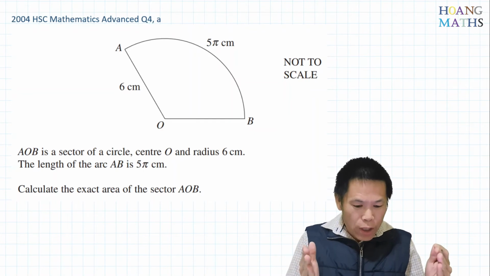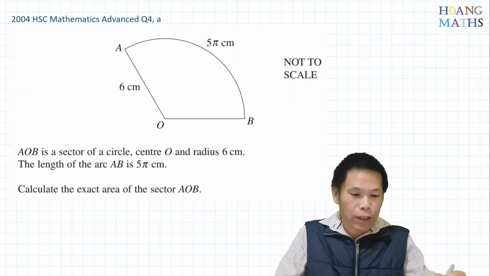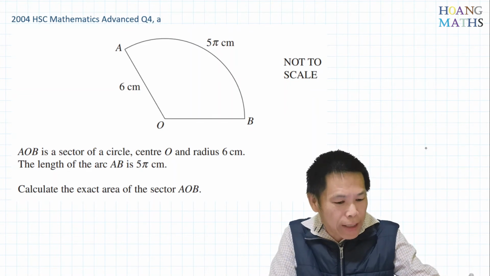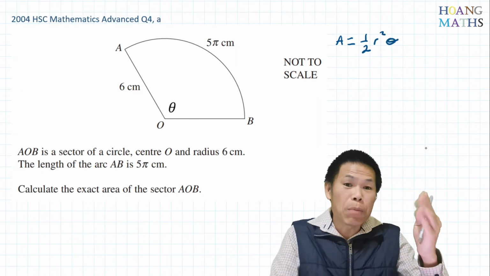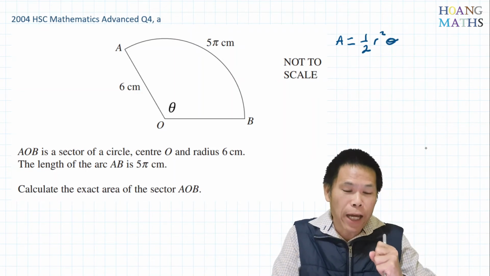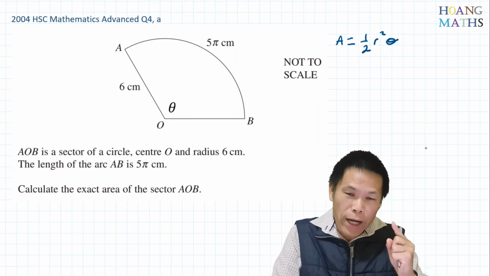So first of all, we need to find the exact area for this sector here. So we know that the area of a sector, let me write this down, A is a half r squared theta. And please keep that in mind, theta is in radians, okay? So at the moment, we haven't got the angle, so we need to work out the angle.